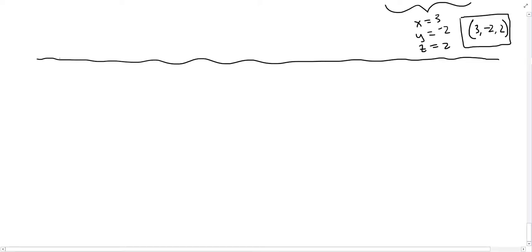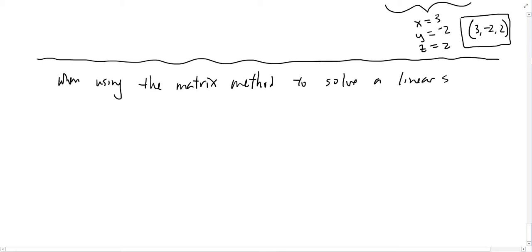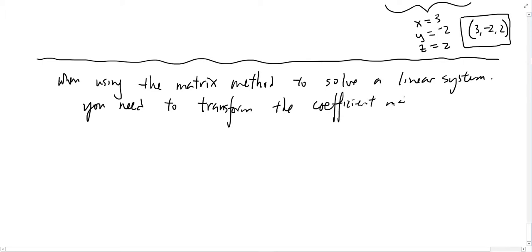So today I want to talk a little bit more about using the matrix method. When using the matrix method to solve a linear system, you need to transform the coefficient matrix into what we call the identity matrix, if possible, or as close to the identity matrix as possible.